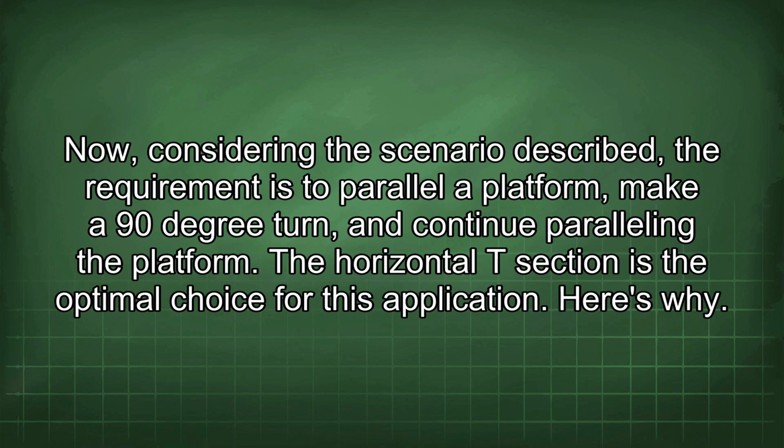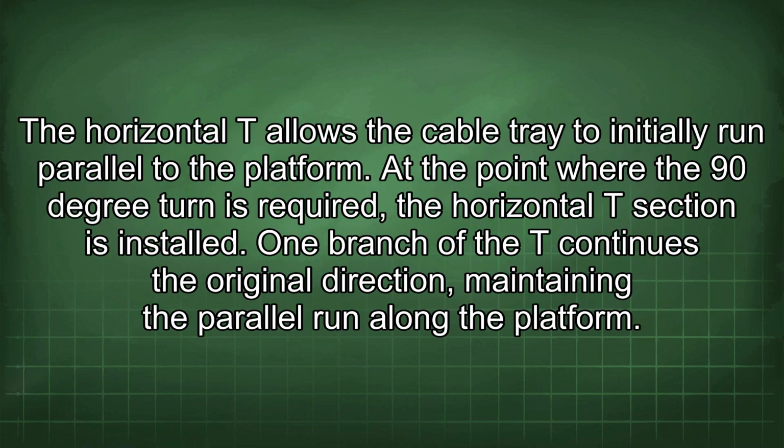Now, considering the scenario described, the requirement is to parallel a platform, make a 90-degree turn, and continue paralleling the platform. The horizontal T-section is the optimal choice for this application. Here's why. The horizontal T allows the cable tray to initially run parallel to the platform.